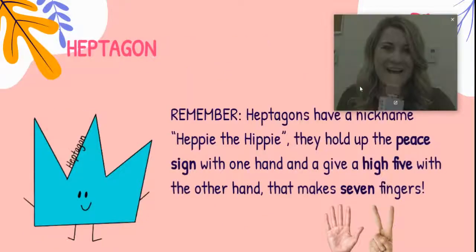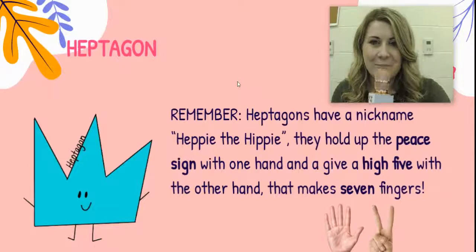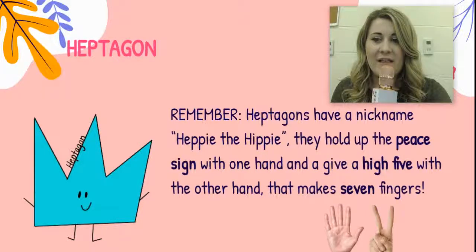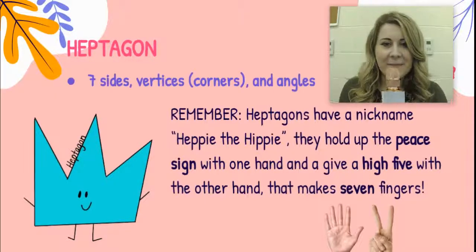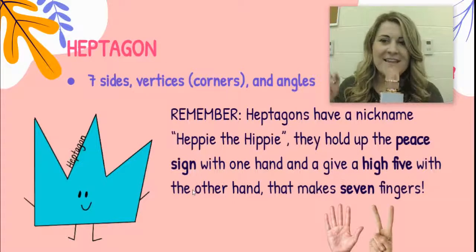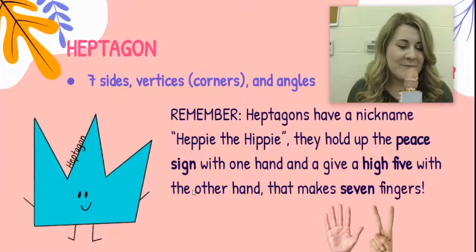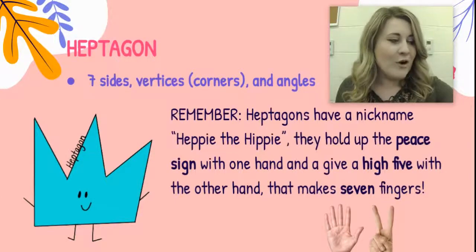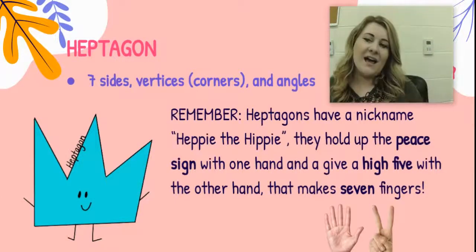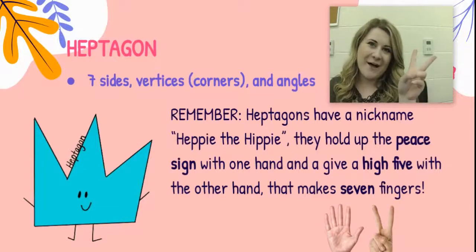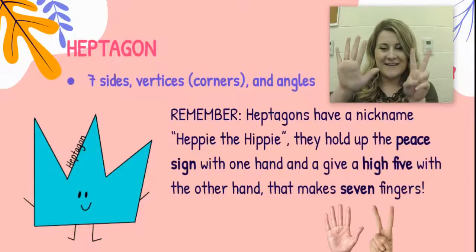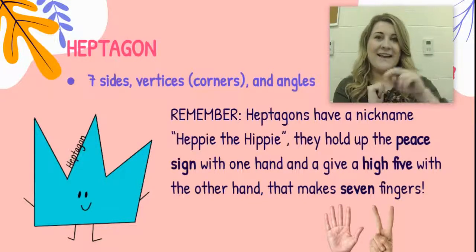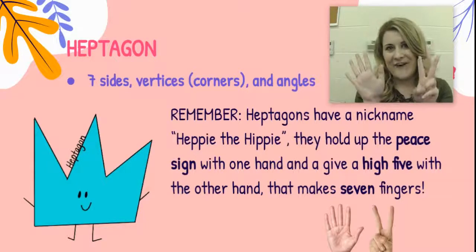Next, this one is my favorite. This is the heptagon. The heptagon has a nickname, and it's Heppy the Hippie. And if you know anything about hippies, they are so friendly, so nice. They have 7 sides. So a heptagon, let me show you how you're going to remember. When they say Heppy the Hippie, you throw up a peace sign because we're like, yeah, peace, you know. And then they're also super friendly, so they're high-fiving somebody with their other hand.